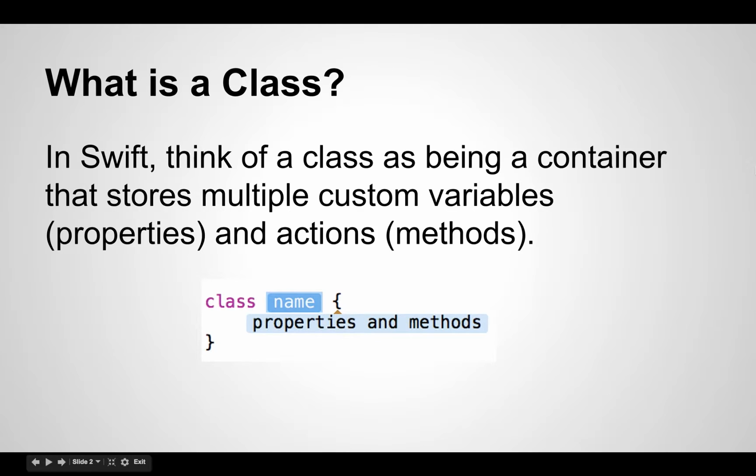In Swift, think of a class as a container that stores multiple custom variables, also named properties, and actions or methods. So here is an example: class, and you give it a name, and that's how we're going to reference that class. Within this container that starts with an opening curly brace and ends with a closing curly brace, we have properties and methods.